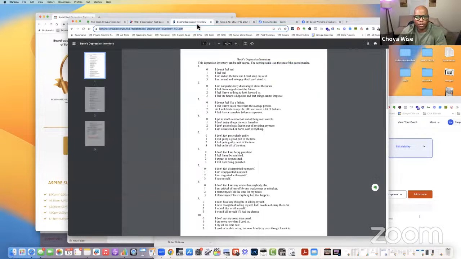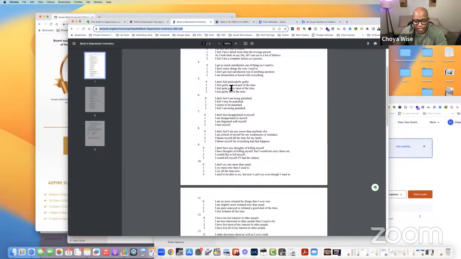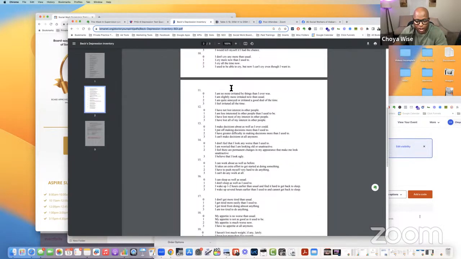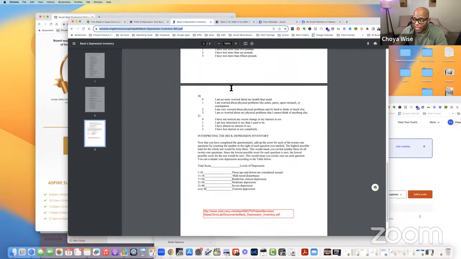And this is one, Beck's Depression Inventory. Now, I'm not going to lie, I don't use this one that much, but basically it's kind of a self-scored assessment. You let them fill in what it is, and it asks all the questions you need. And guess what? At the bottom, there's the key.